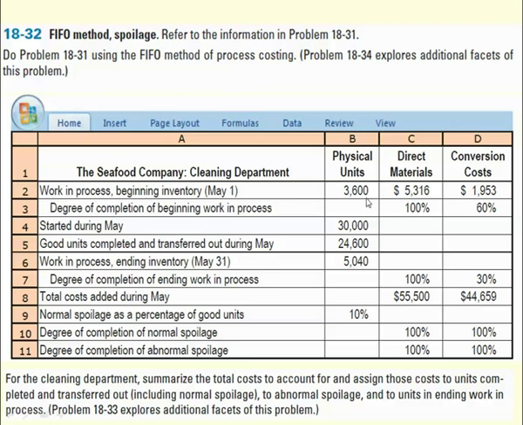Work in process beginning, 3,600 units. Units started during May, 30,000 units. Good units completed and transferred out, 24,600. Work in process ending, 5,040 units. Normal spoilage as a percentage of good units is 10%. Degree of completion of normal and abnormal spoilage, 100%.